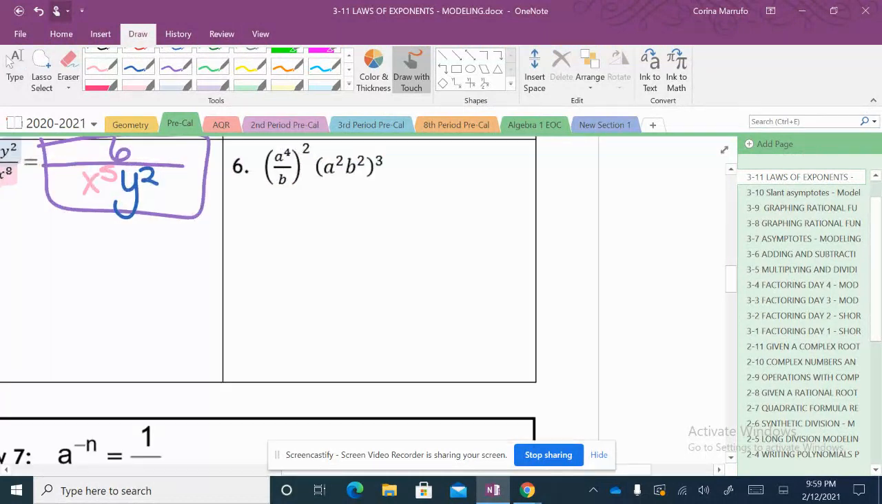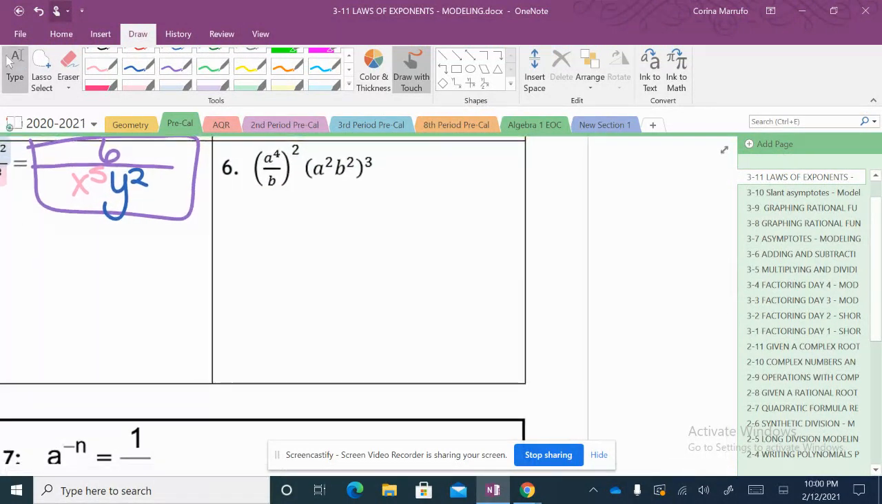The next one, so here we have a to the fourth over b squared. So remember the rule is to distribute the 2 to each one. So from there, a to the fourth squared is going to give us a to the eighth over b squared times. Okay, so we have this here. And then we are going to have to distribute this 3 to each one. So this gives us a to the sixth power times b to the sixth power.